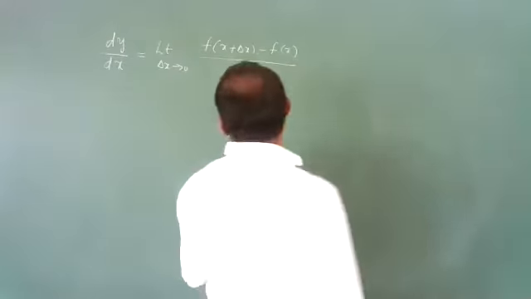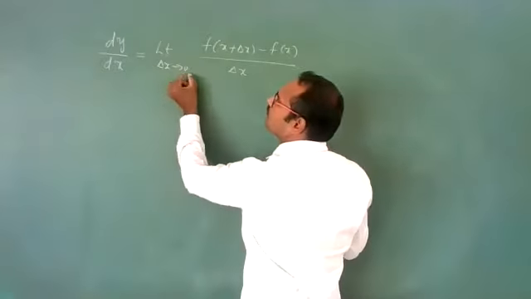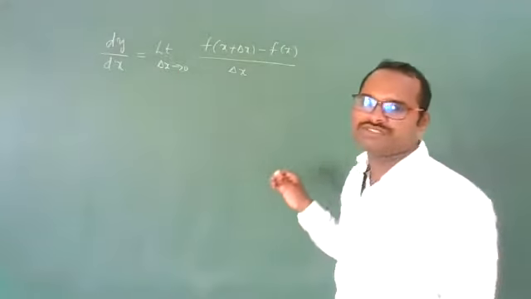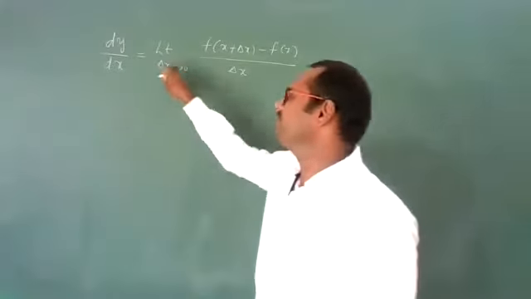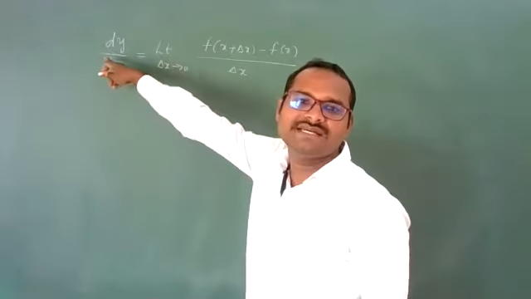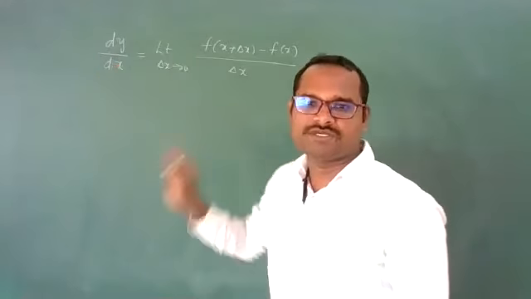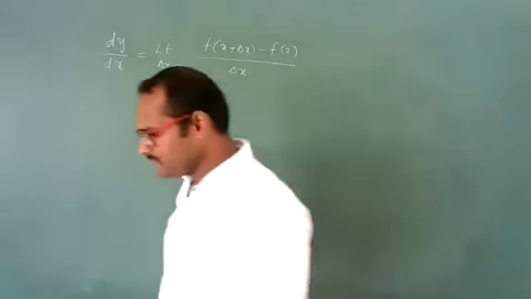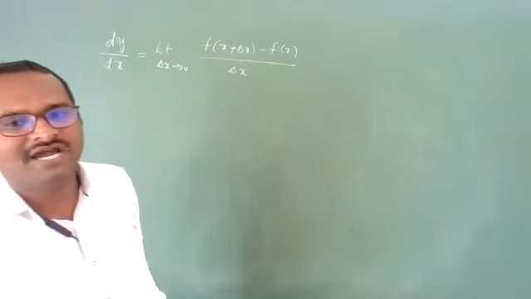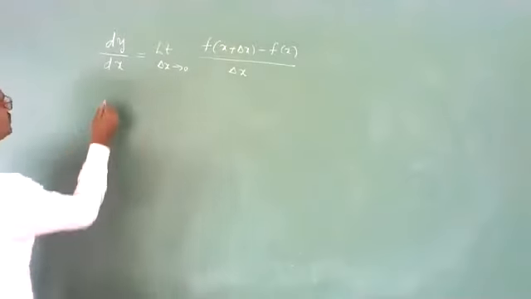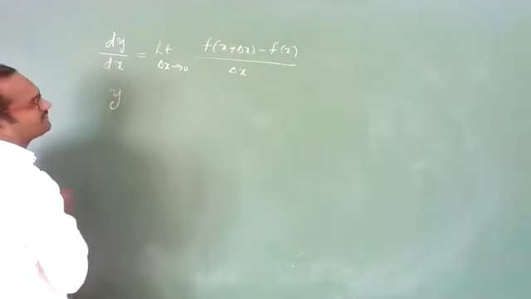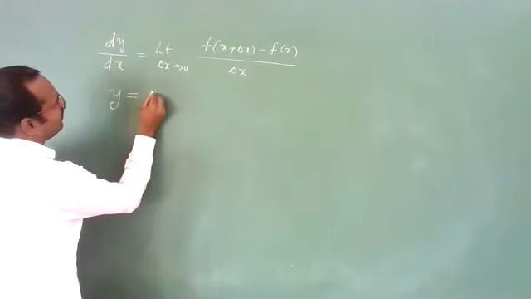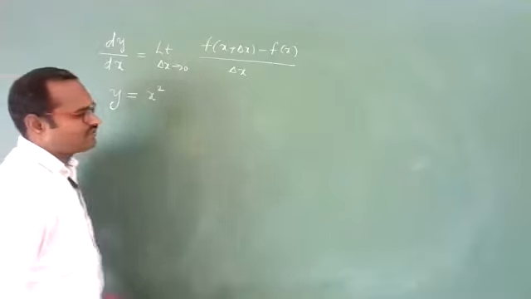Delta x should approach 0, but it should not be 0. Whatever value you get in that case will be called the differentiation of y with respect to x. Students, let us suppose we have y as a function of x, like this: y is equal to x square.